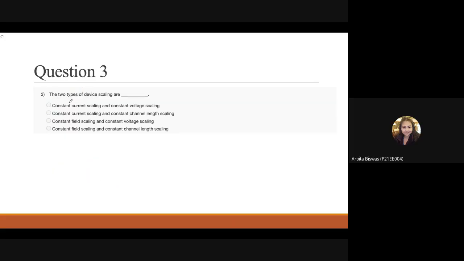So this is question number 3. The two types of device scaling are: option A, constant current scaling and constant voltage scaling; option B, constant current scaling and constant channel length scaling; option C, constant field scaling and constant voltage scaling; or option D, constant field scaling and constant channel length scaling. Yes, option C, constant field scaling and constant voltage scaling.